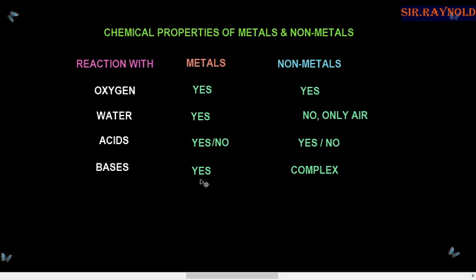Now when it comes to base, sometimes metals do react with base. For non-metals it's a very complex situation which we are not going to discuss here, but we are going to tell you here that metals react with base. So this is about the chemical properties, which I just helped you with here.